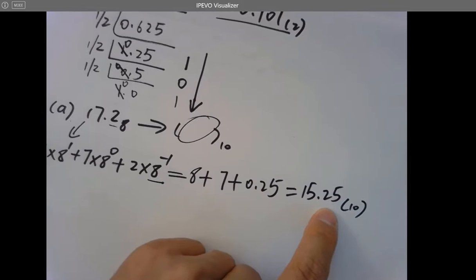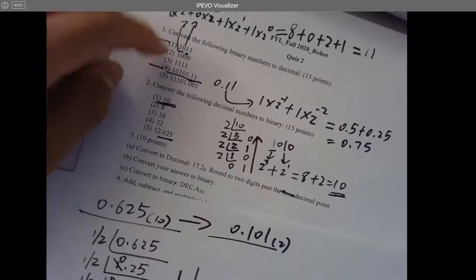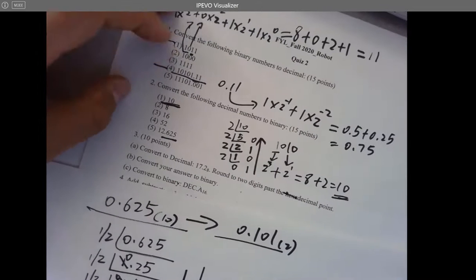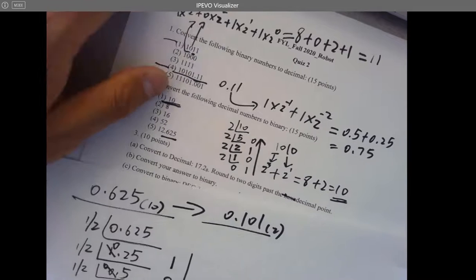Convert this one to binary. All right, we did it here. You know how to convert a decimal to binary. Just follow the procedure here and you should be able to get it.